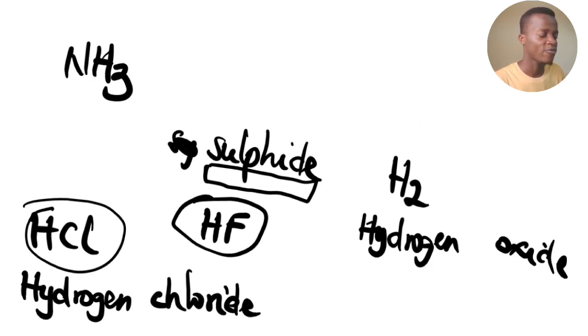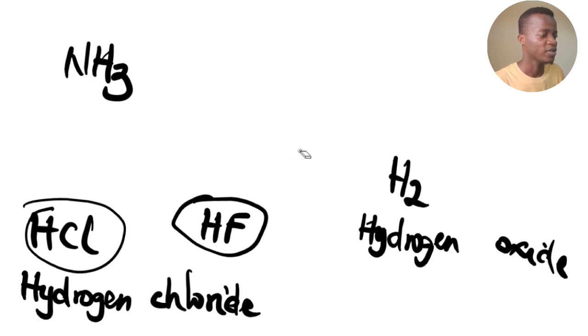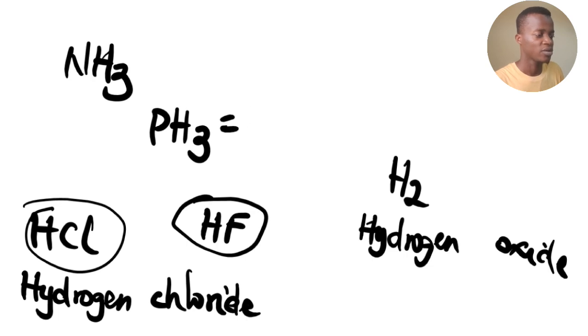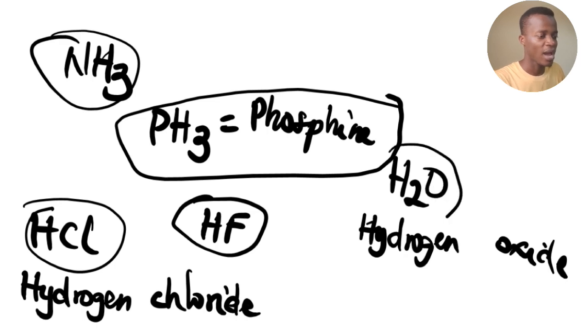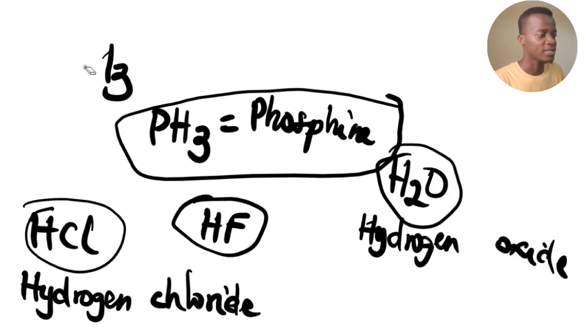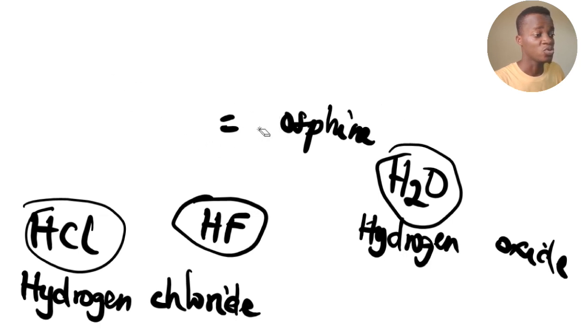Also, we have phosphine, PH3. This is phosphine. So these are the names for these: phosphine, ammonia, water, the ones we had here. So know their common names. When they ask you, that's the answer. You need to know them basically.